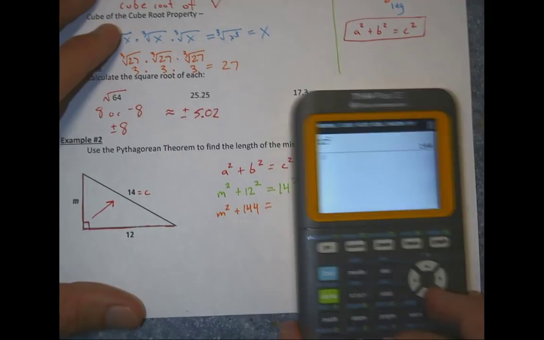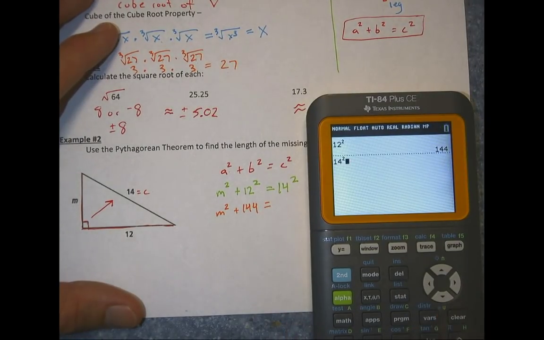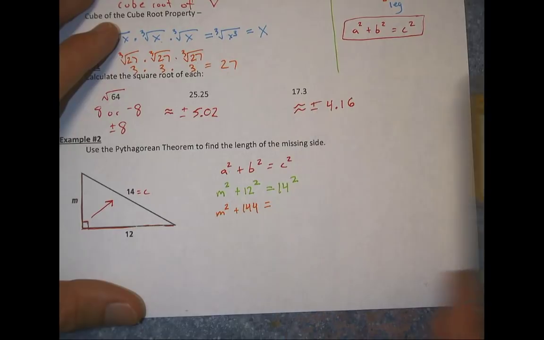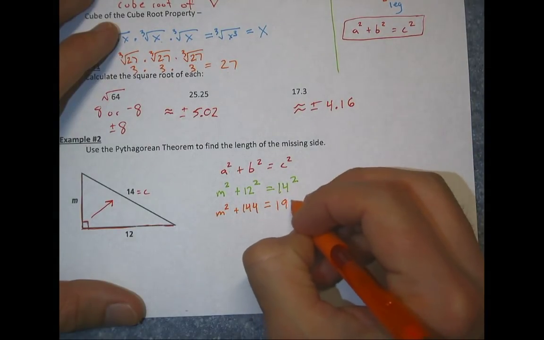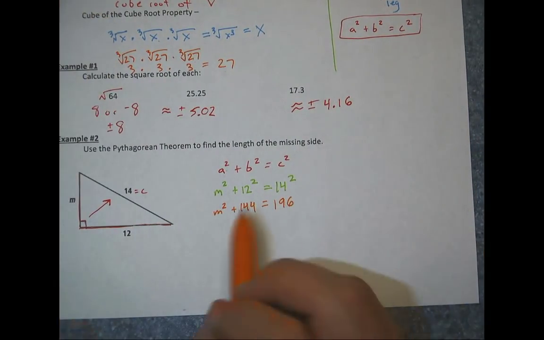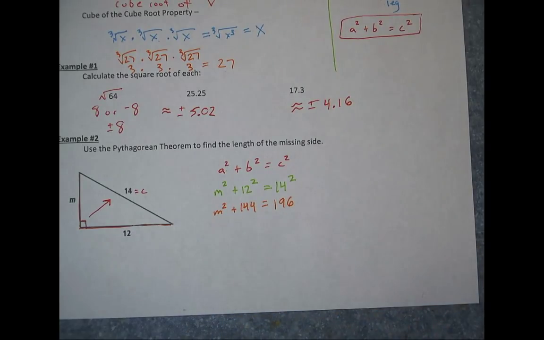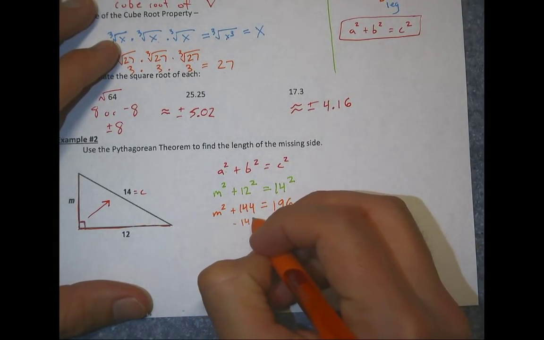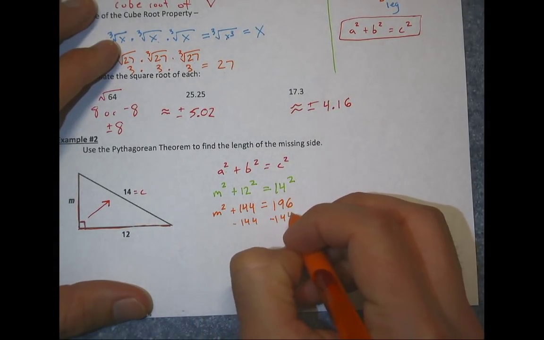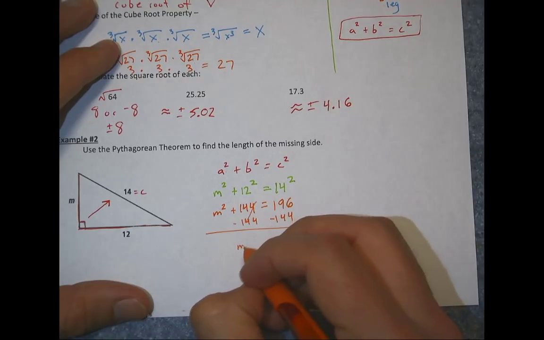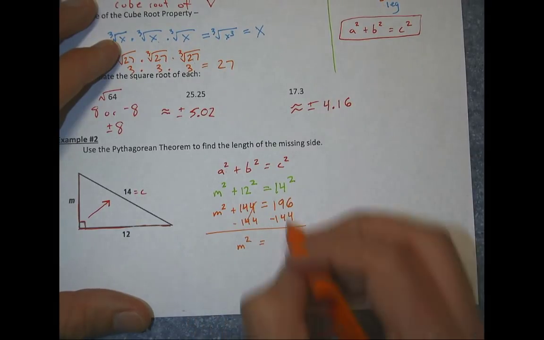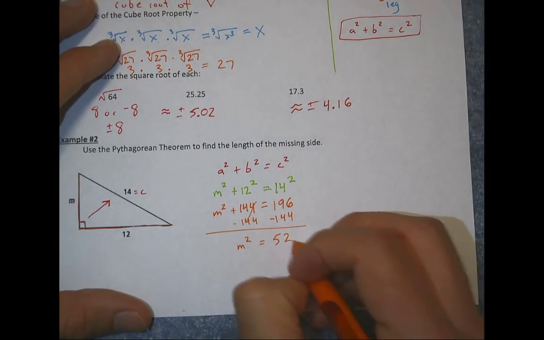And then 14 squared is 196. And you're going to solve this even though we have this m squared, just like we normally do. If it's just an m, you want to get it by itself. So I'm going to minus 144 from both sides. So I'm left with m squared equals, this is 52.